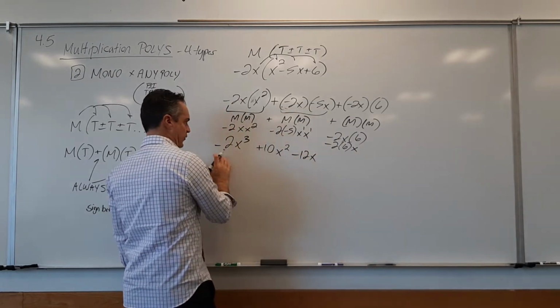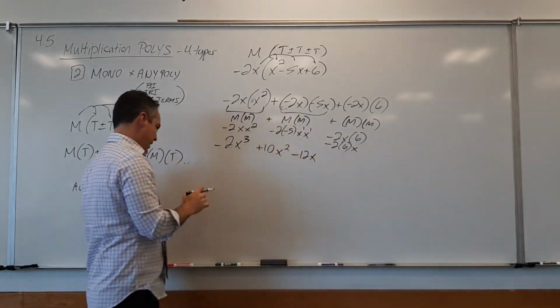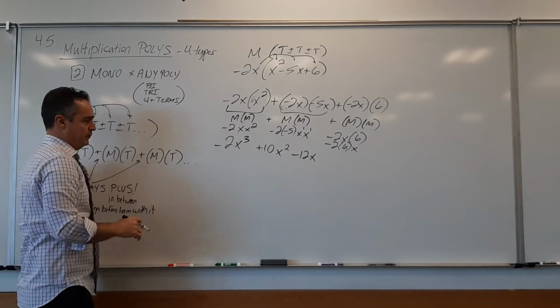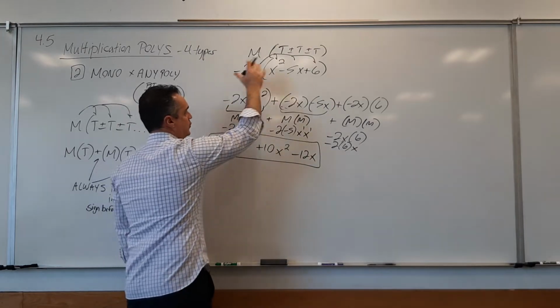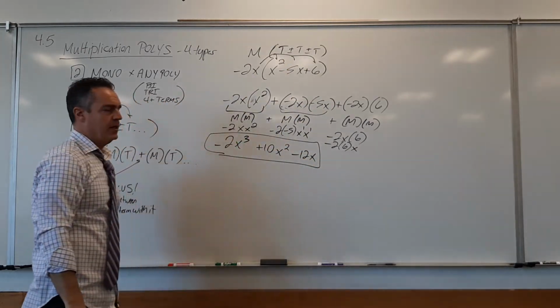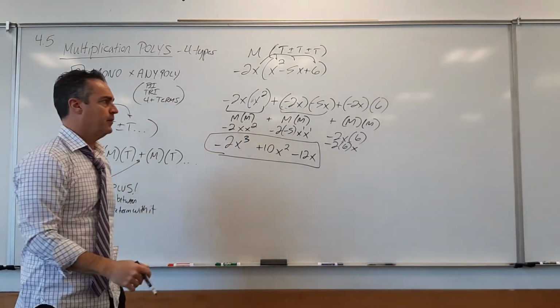Because now when we write the answer, we don't put a plus in between each thing. We just do that to begin the problem. And this is our final answer right here. That mono times that trinomial yields these 3 terms right here. Pretty cool. Okay, let's pause for a second.